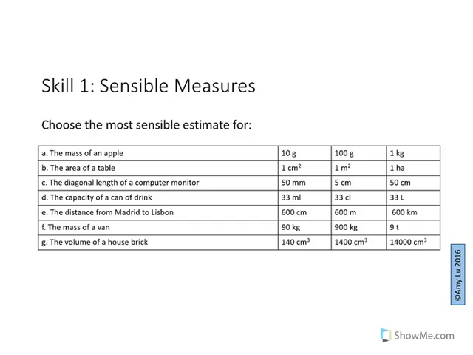So take a moment here just to read through all the examples, A through G, and then circle which one across is the most sensible measure. So pause.